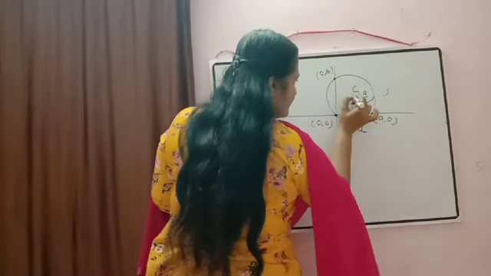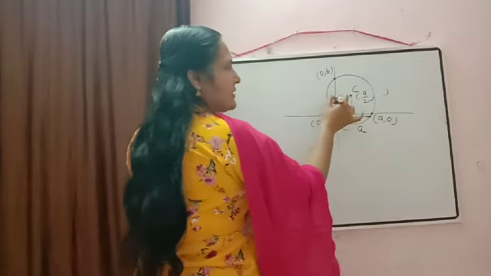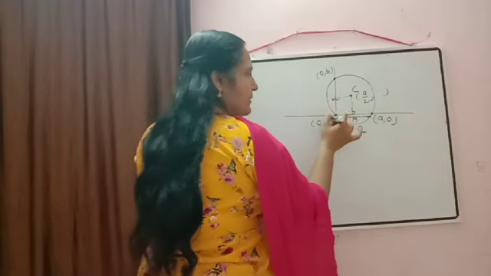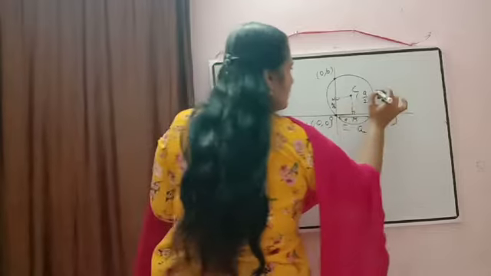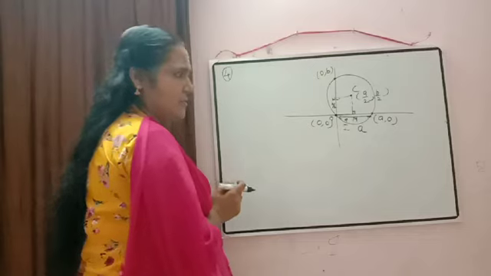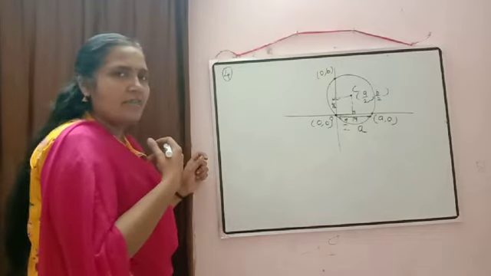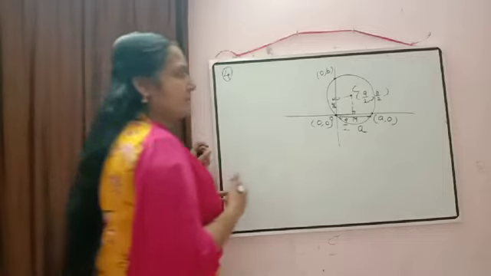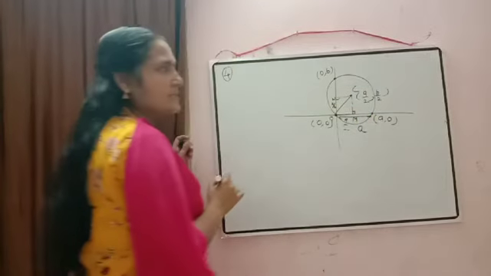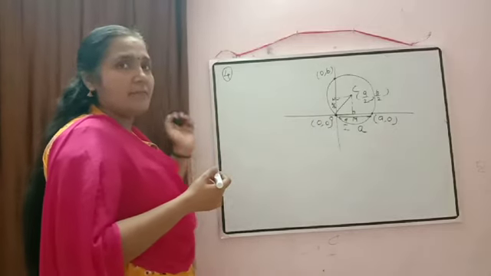In the same way, if I draw the perpendicular CN to the y-axis, it will also bisect the chord. Then from O to N it will be equal to B by 2. So we got the center equal to A by 2, B by 2. Now to get the equation of the circle, what do we need? We need the radius, which is the distance from the center to any point on the circle. I have taken 0, 0 because then the calculation will be easy for us.